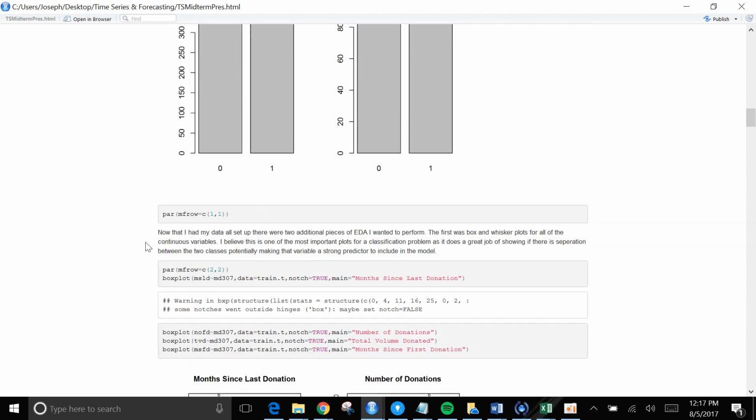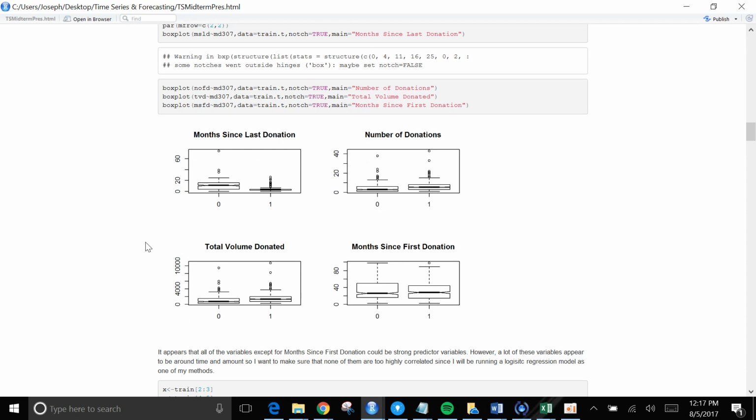From here, I ran some EDA with box and whisker plots to try to see which of these continuous variables potentially had good separation on the classifier. I usually use this to see if there's a difference between the people who didn't donate and the people who did donate on these continuous variables. And it looks like all of these, except for months since first donation, are potentially strong predictor variables.